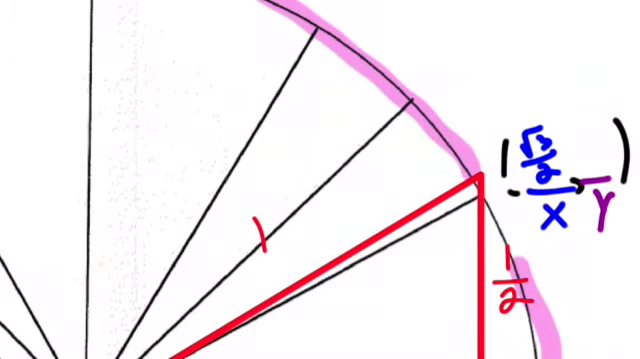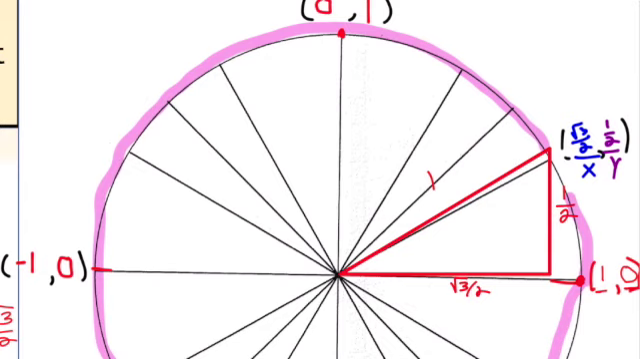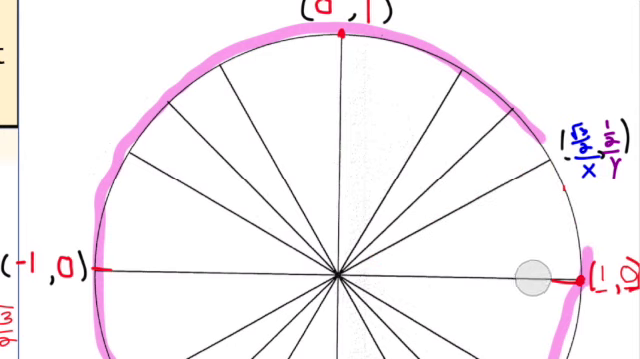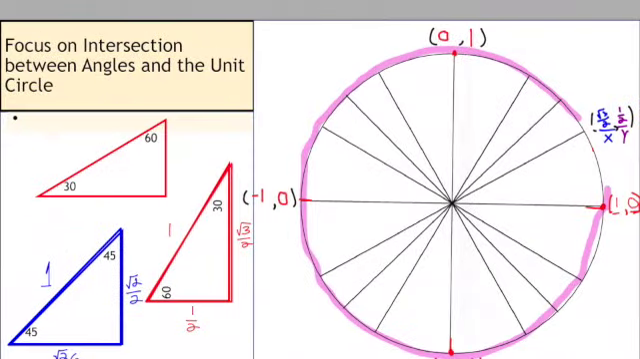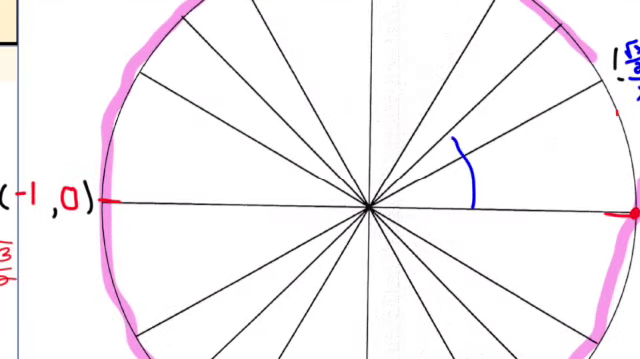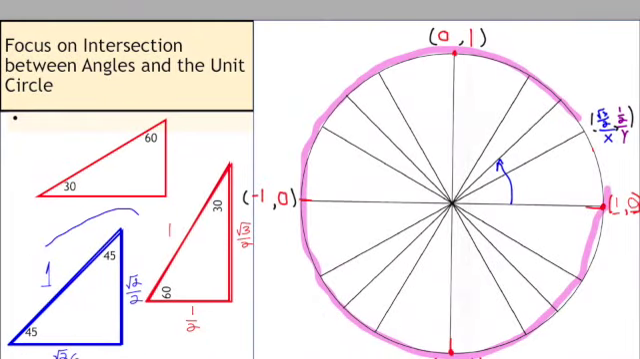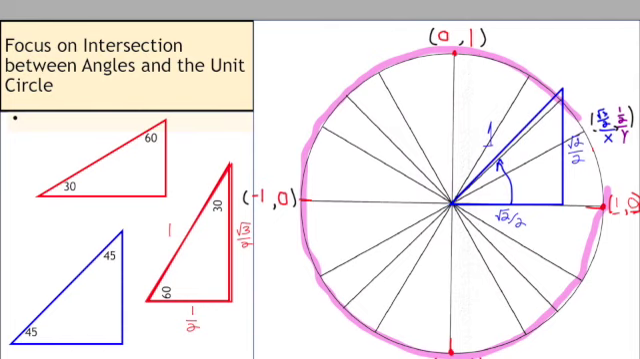And my y value is going to be 1/2. All right, so we're going to do that with the remaining triangles. So now let's look at the next triangle. We know that the next angle is going to be 45 degrees, right? We know that this angle from here to here is 45 degrees. So I'm going to try out my triangle that has the 45-degree angle. Take that guy, I'm going to put it right there.